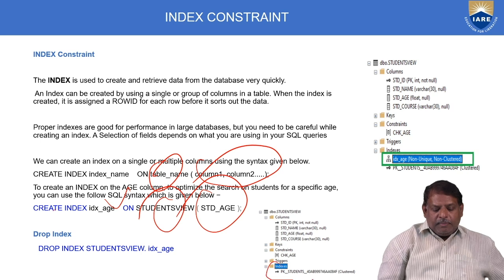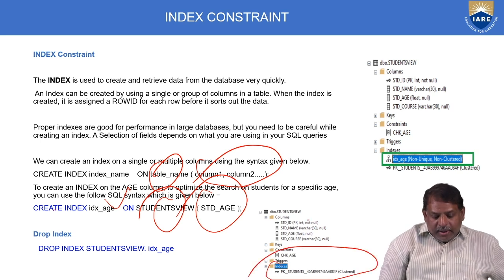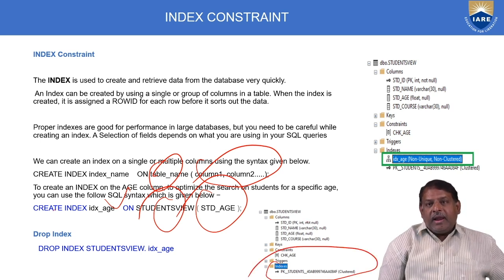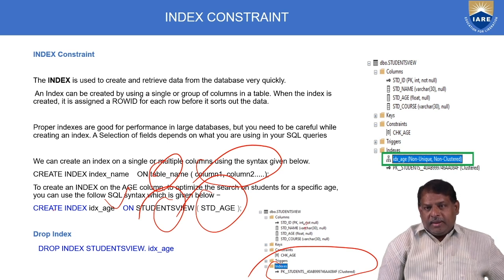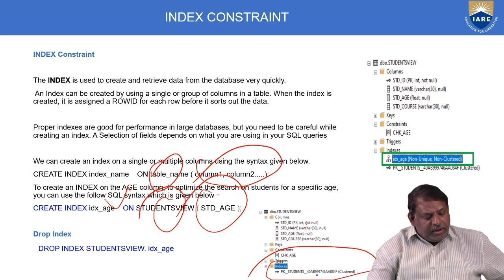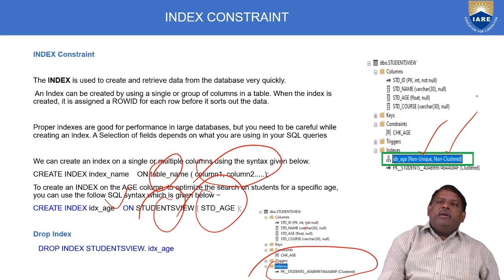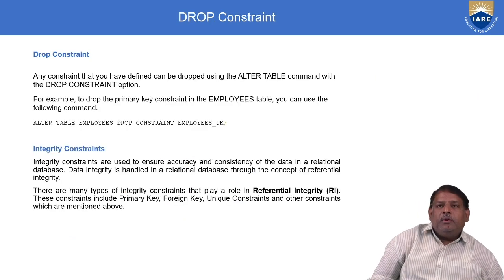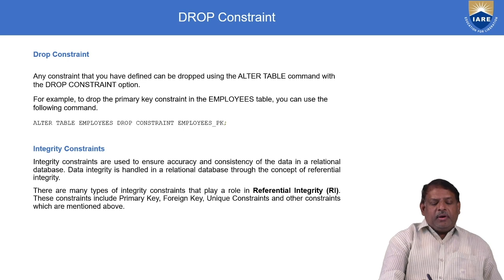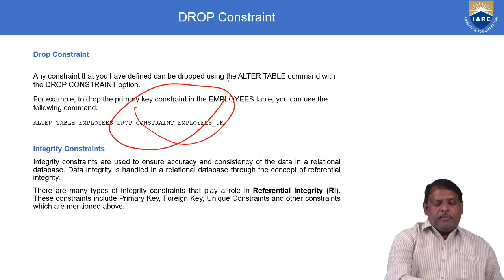Now you see here PK_ already exists. Std ID is a primary key, so automatically a clustered index will be created. In the same way, now we have created one index called id_age, which is non-unique, non-clustered. There can be only one clustered index for a table. To remove it, you have to drop the constraint. You say alter table name, drop constraint name.